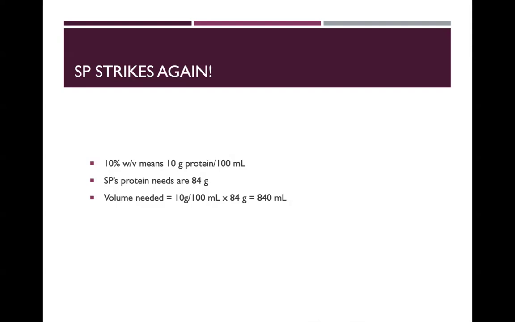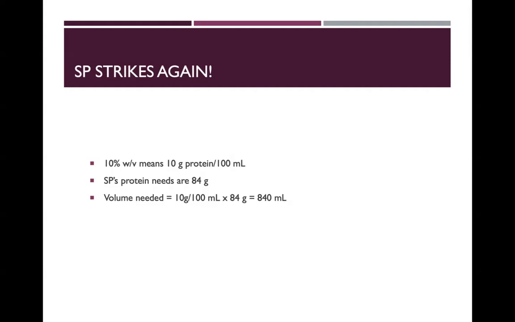So again, it's a weight-based requirement, right? So we figured out she weighs 70 kilograms. She needs 1.2 gram per kilogram. So her total needs of protein per day is 84. Now, the question asks you how many calories that will provide, then you know that there are 4 kcal per gram of protein. So you multiply by 4, that gives you a number of 336.